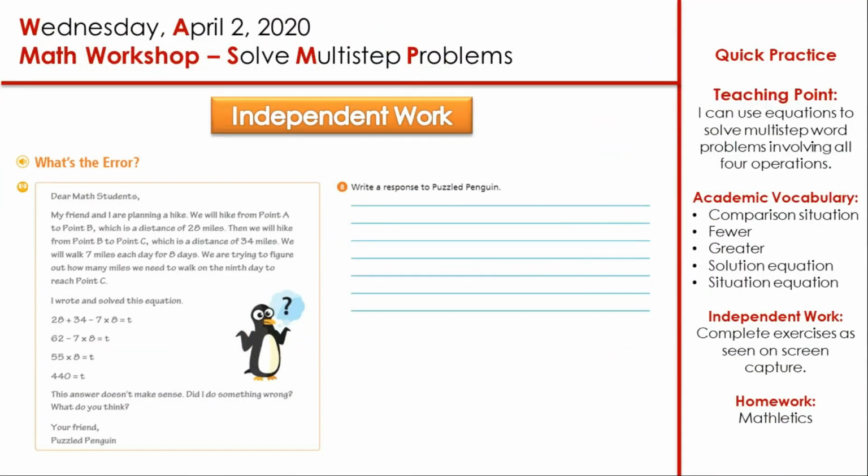This time, you're going to find the error. You have a situation right here, a word problem, and you're going to take a look at the steps that our friend Puzzle Penguin followed. And then you're going to solve it on your own and write a response to our Puzzle Penguin, explaining to him the mistake that you found.